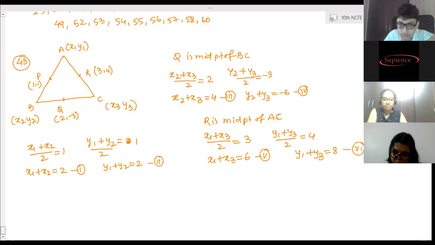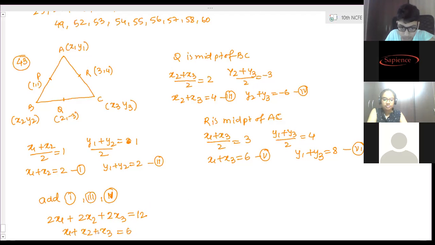We have to add 1, 3, and 5 to get the x values. So what is 1? x1 plus x2. 3 is x2 plus x3. And 5 is x1 plus x3. So the sum of all these is 2x1 plus 2x2 plus 2x3. So what is the total sum? 2 plus 4, 6. 6 plus 6, 12. So x1 plus x2 plus x3 is equal to 6. Clear?